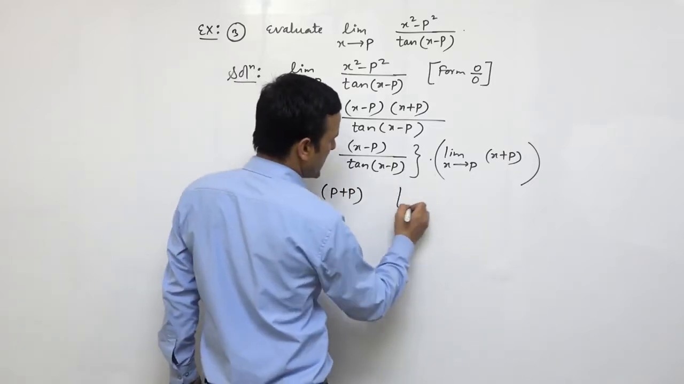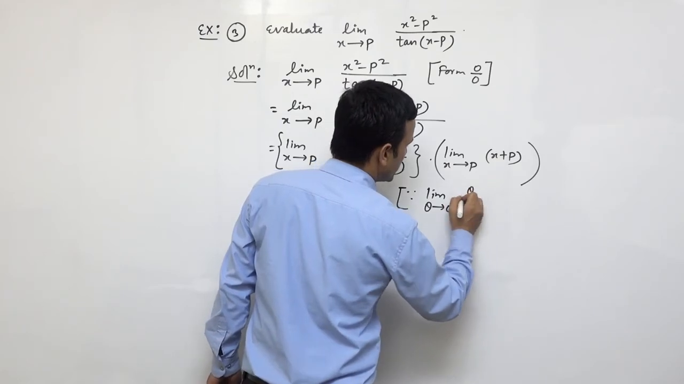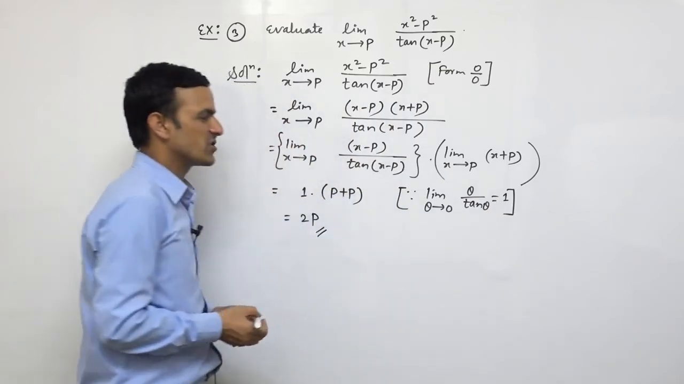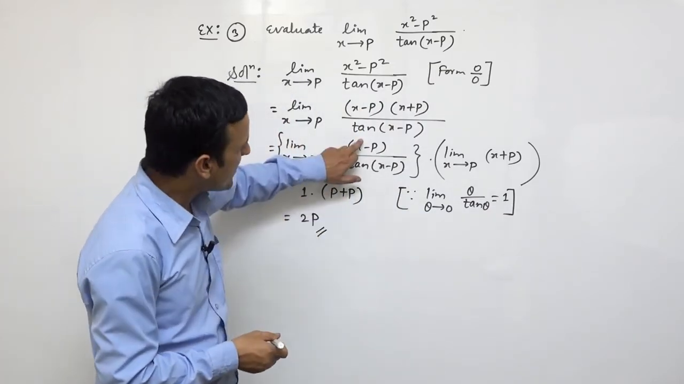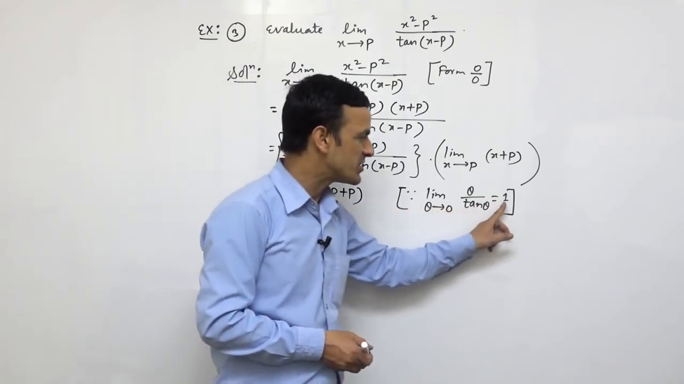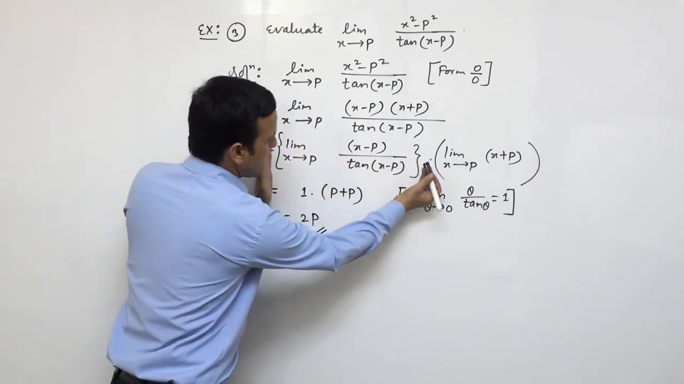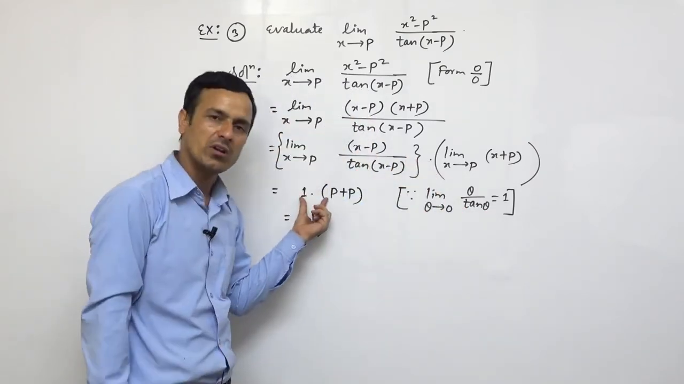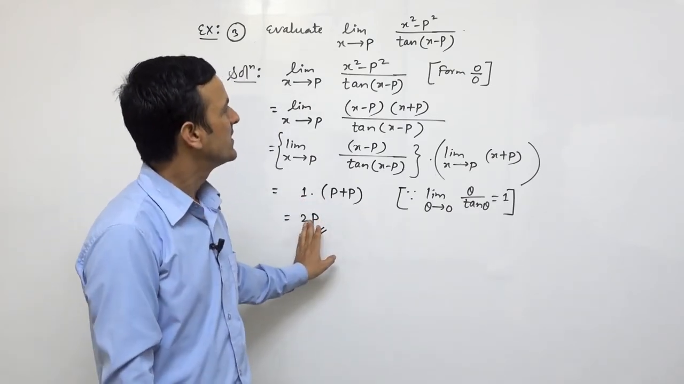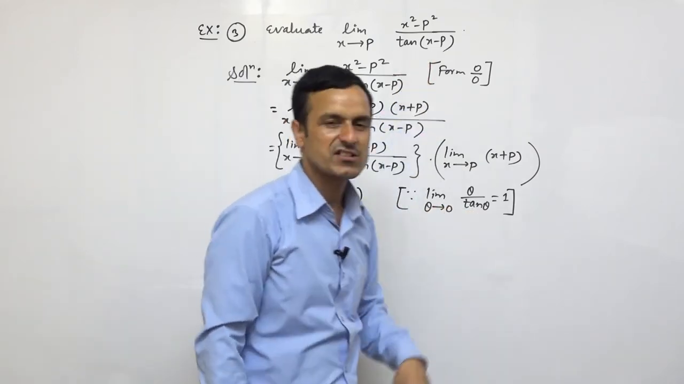In this case, we are using this formula: limit theta tends to 0, theta divided by tan theta is also 1. So this is also one of the formulas: theta upon tan theta when theta tends to 0 is also 1. When we apply this formula in this step, the whole term inside the curly bracket will be 1. So 1 times this means p plus p, 2p. In this way we can use this formula while solving such types of questions.